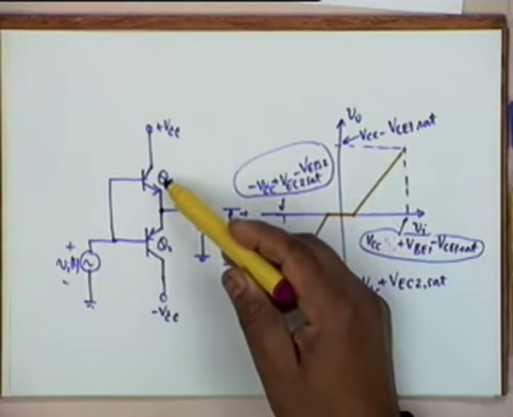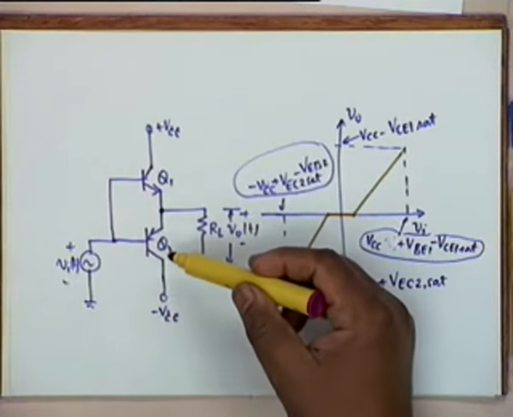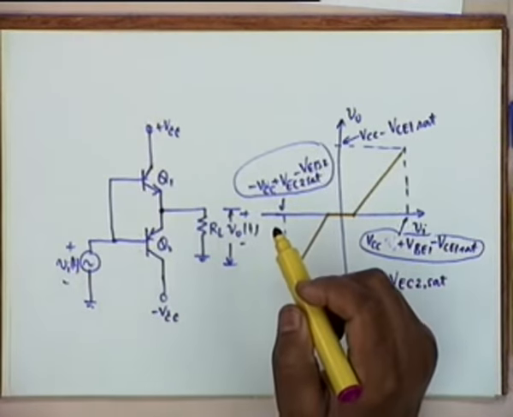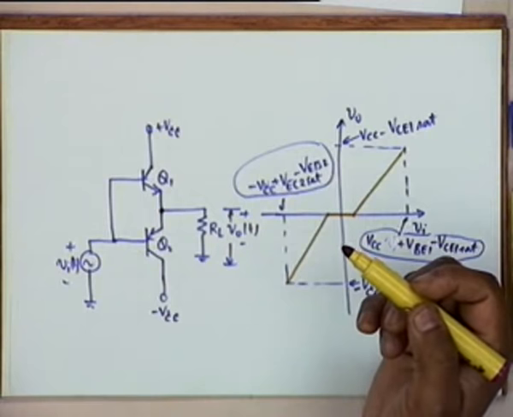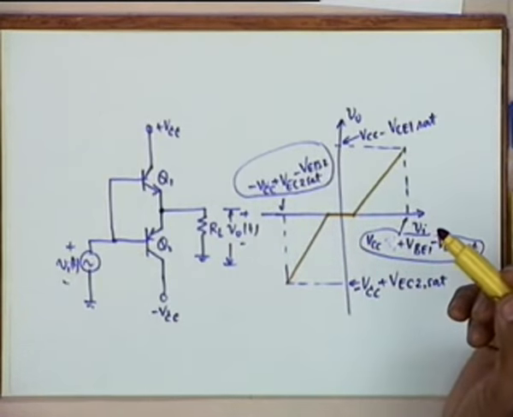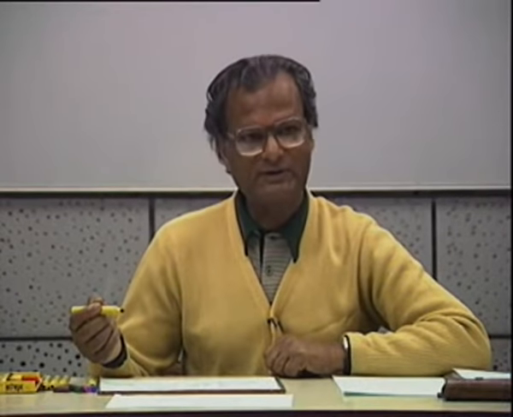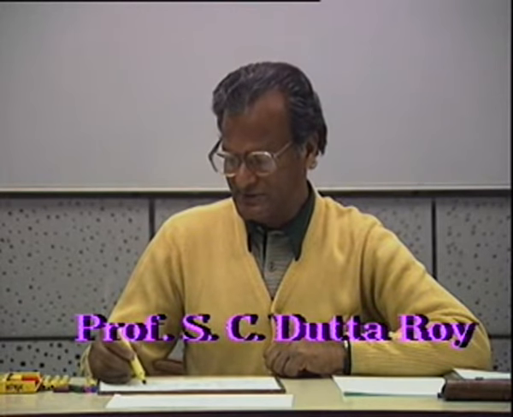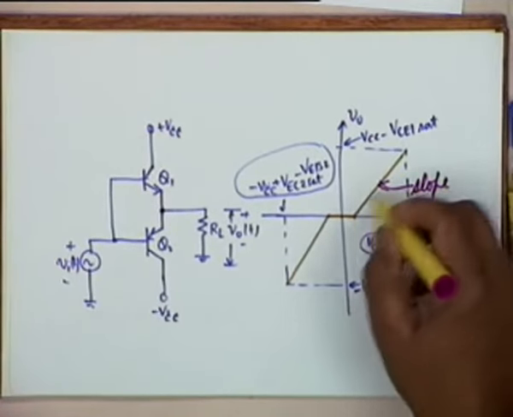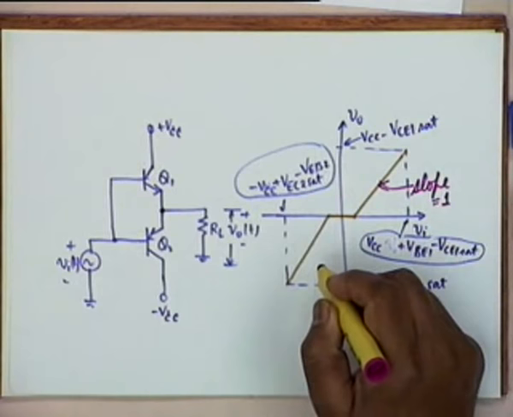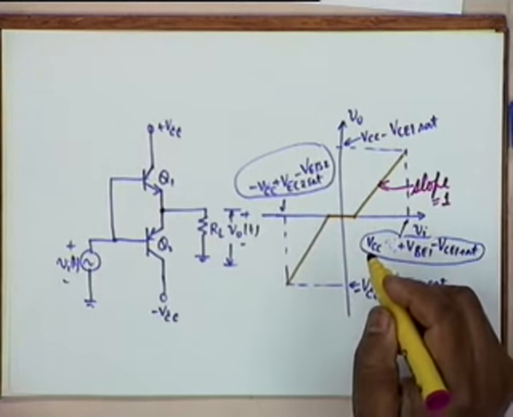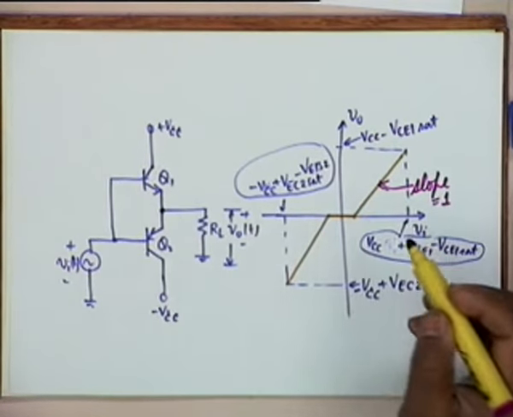Essentially Q1 conducts during the positive half cycle, Q2 conducts during the negative half cycle, and if there was no VBE on, then the amplification would have been undistorted power amplification. However, because of VBE on, because of a minimum threshold voltage for the transistor to conduct, the characteristic is like this. The slope of the inclined portion is unity, that is dV0/dVi is equal to 1, but for VBE on, that is this portion which is the dead band.